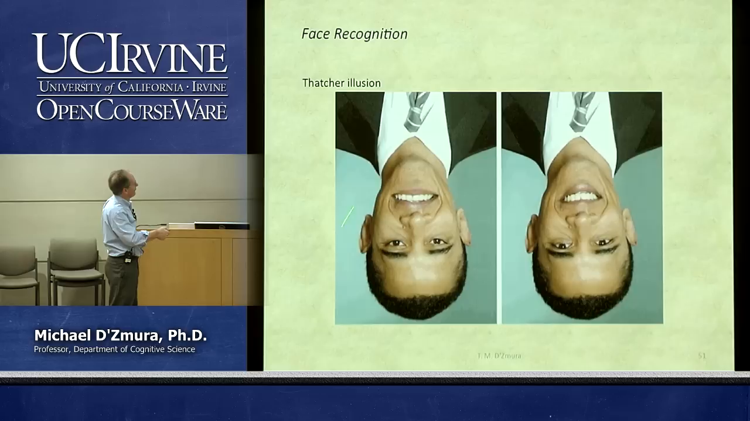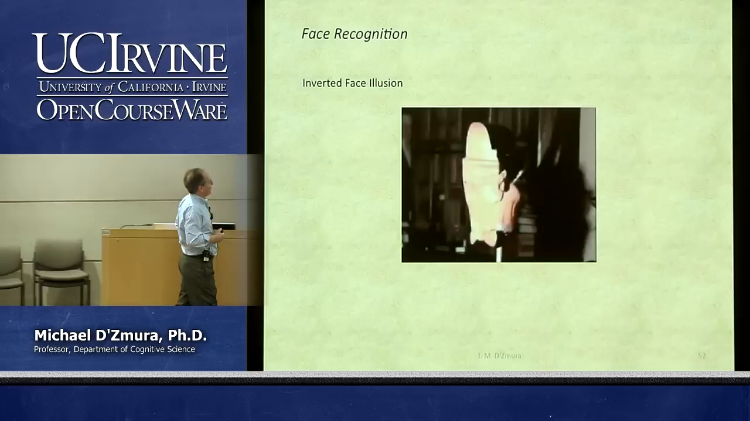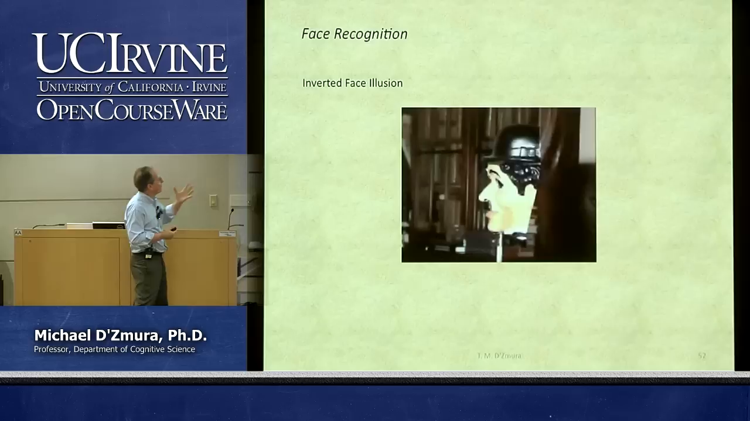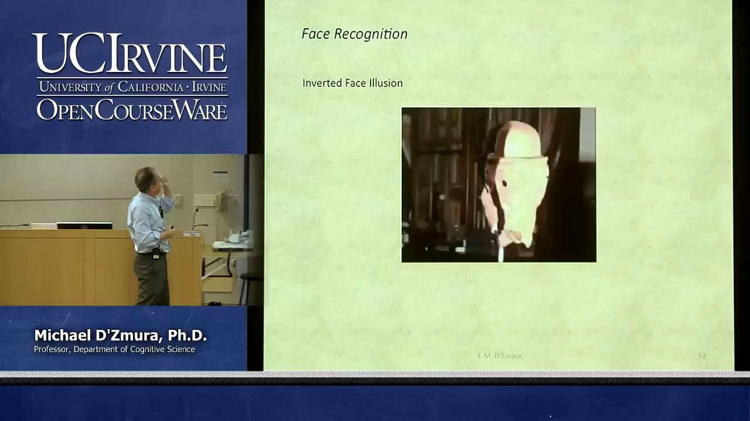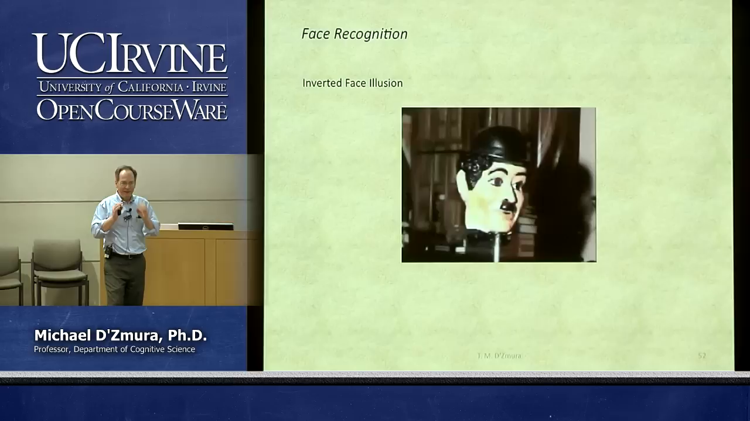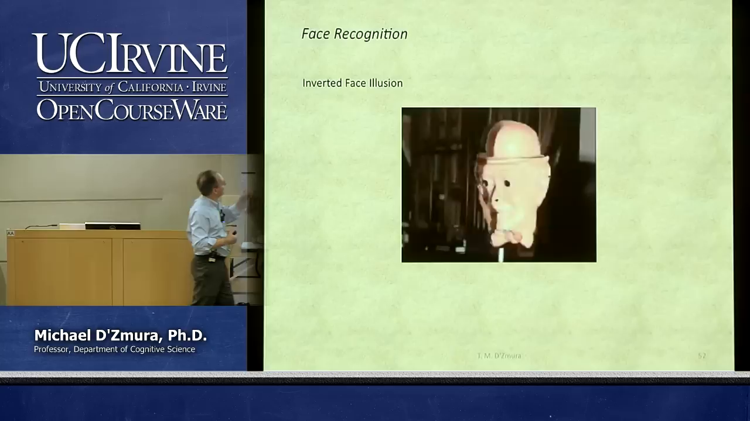The inverted face illusion is another fun one. This is a plastic mask. You know, the kind you put on your face for Halloween. This is a plastic mask. This happens to be Charlie Chaplin. Now, the mask is facing us. Now it's facing away. And in both cases, when it's facing us and when it's facing away, it looks as though the mask is facing out towards us. The nose is pointing towards us. Boom, the nose is pointing towards us.